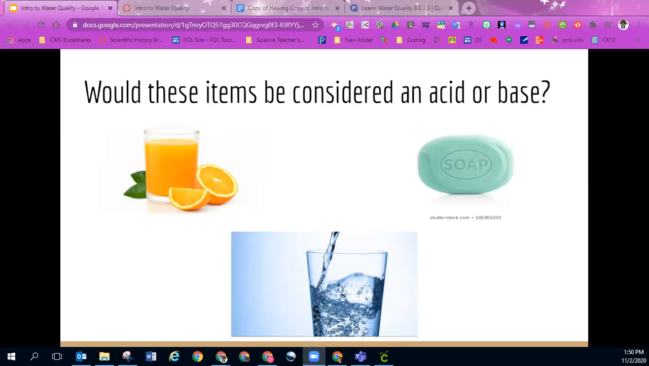So we think all of them are acids. Okay. The soap and orange juice are acids. The water is a base. Orange juice is an acid. The soap and water are bases.